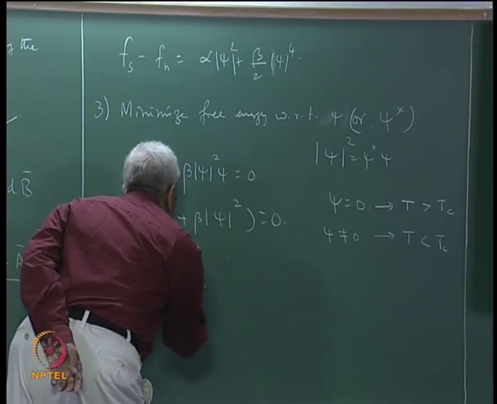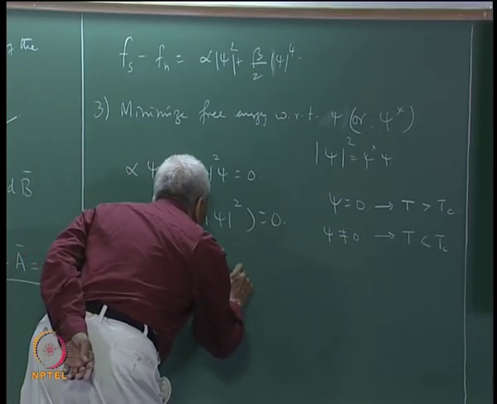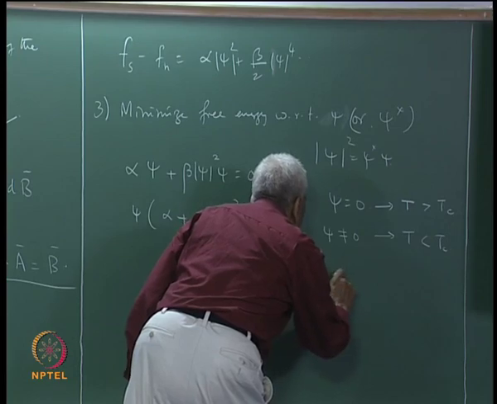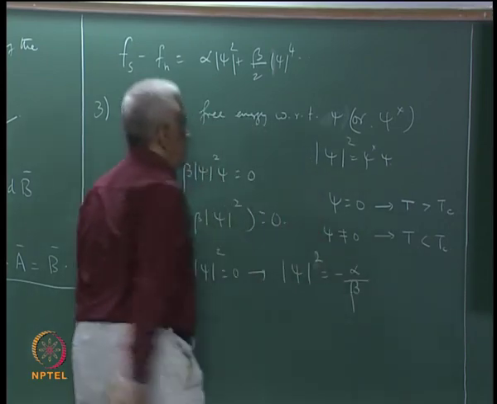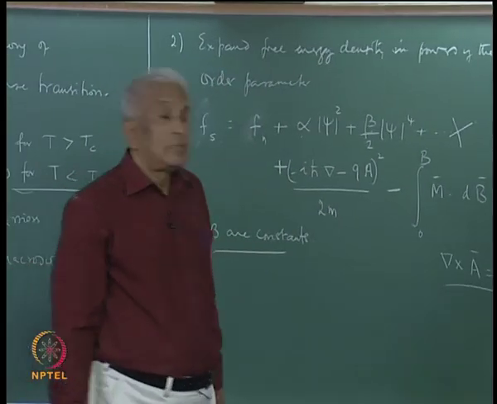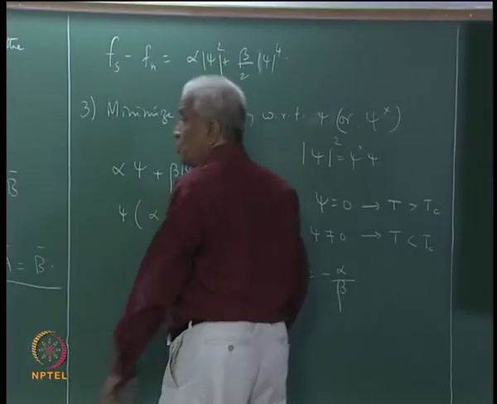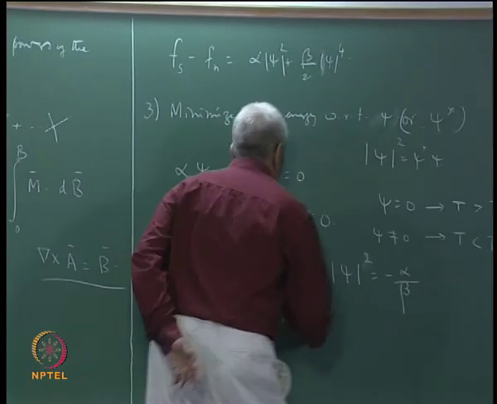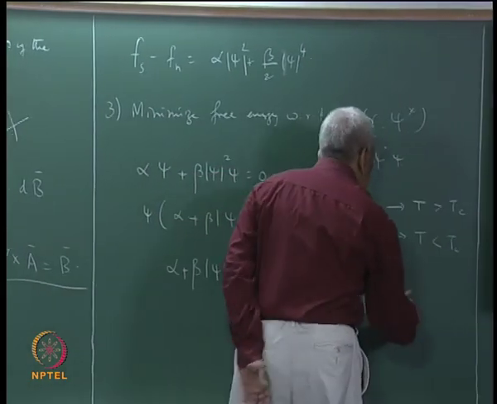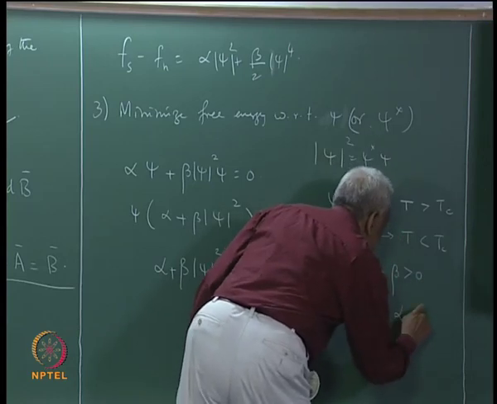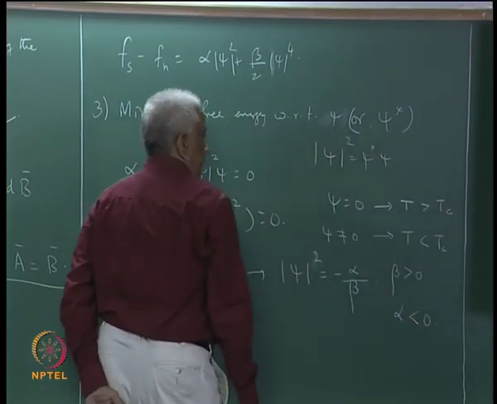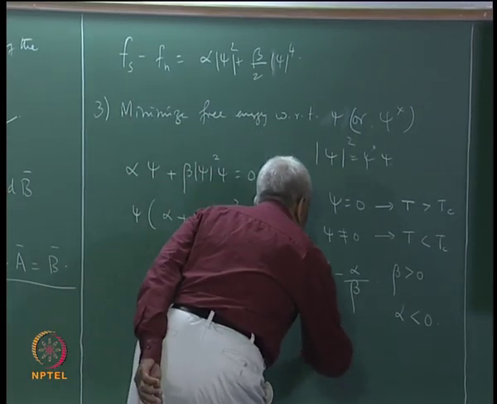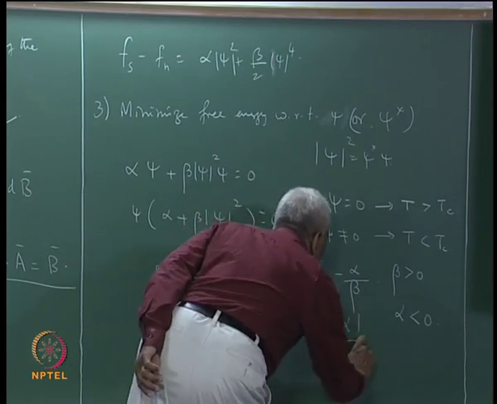And therefore alpha plus beta psi squared equals 0, which gives me psi squared as minus alpha by beta. This is related to the concentration of charge carriers, and it is a positive definite quantity. Therefore, if beta is greater than 0, alpha is less than 0, in order that this is positive definite. So, I can write this as mod alpha by beta.